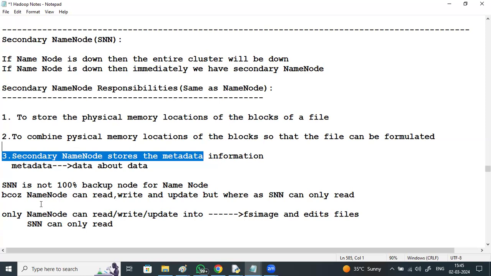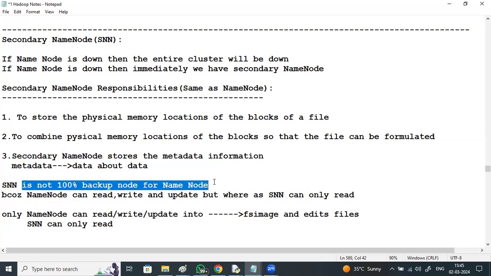Fine. Secondary name node is not a 100% backup node for name node because it can only read, it cannot perform write or update, but name node can read, write, or update, right? Fine.